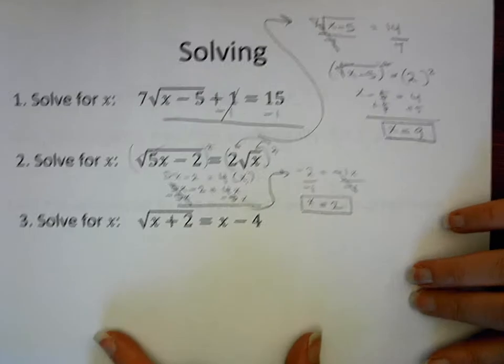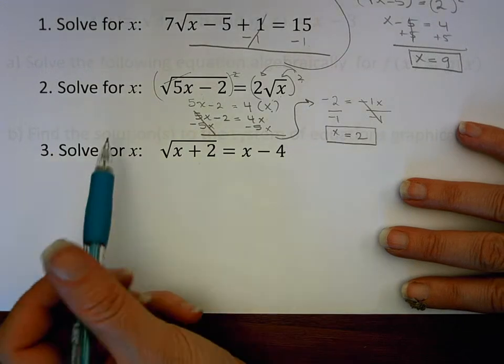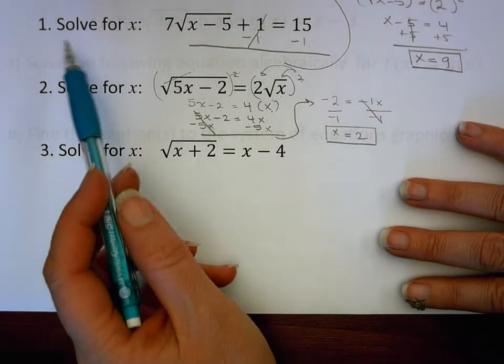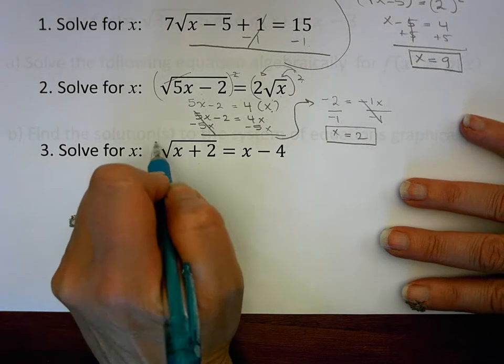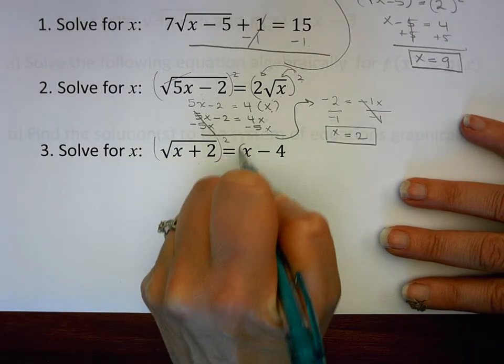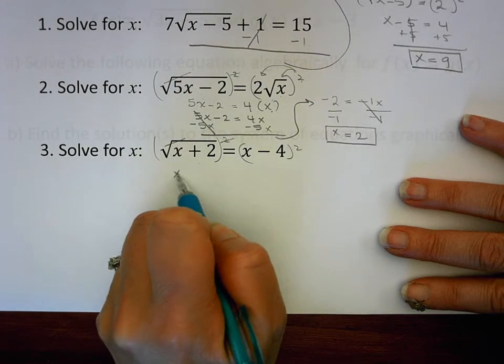And then let's take a look at question number 3. So similar to question number 1, I want to isolate the radical. So it already is for us, which is good. So I'm going to square both sides. So the inverse, square root, and square leave me just the x plus 2.